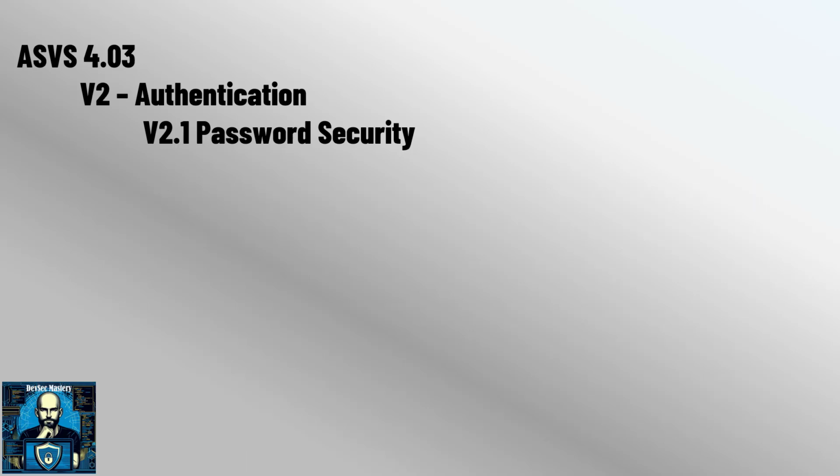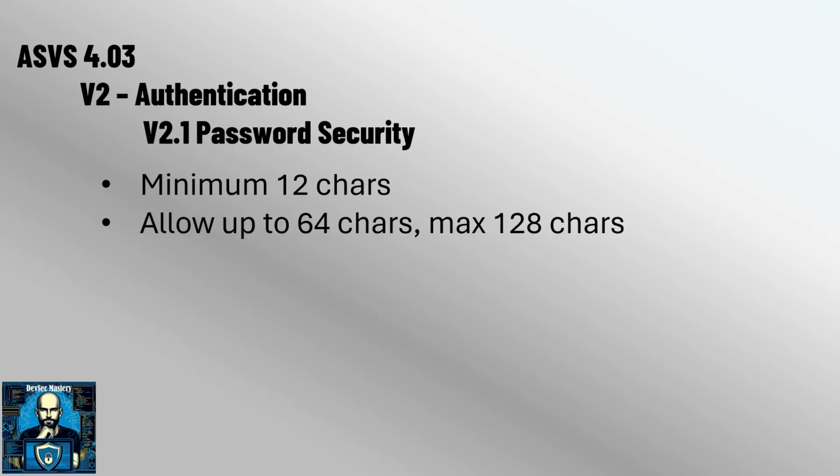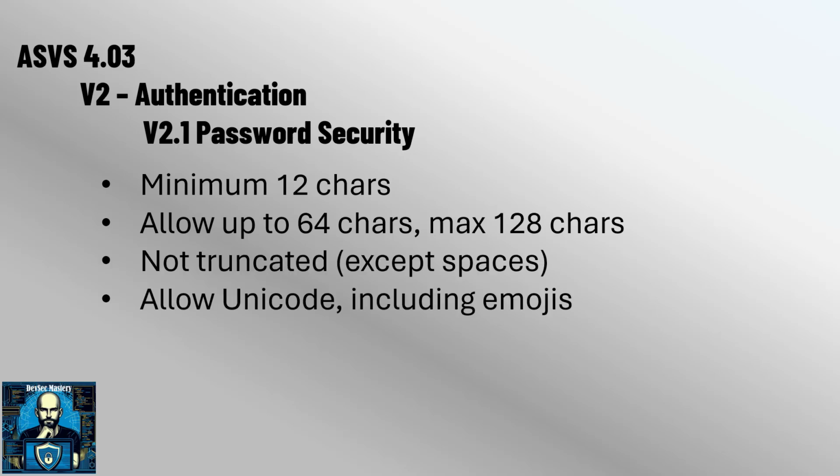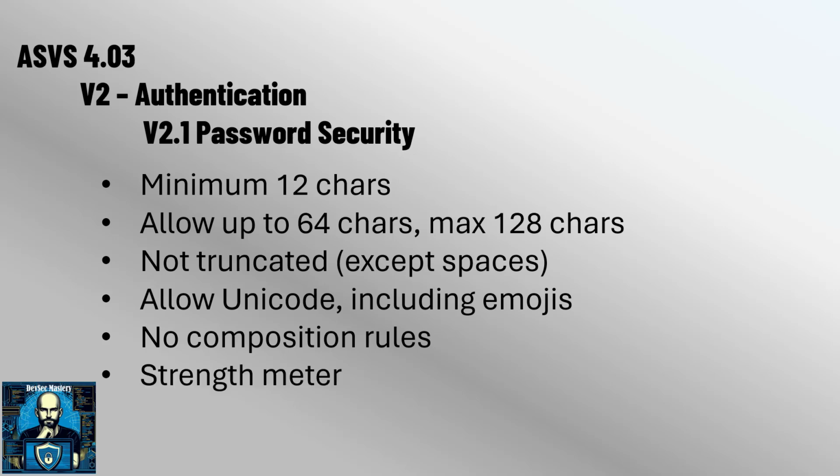So rounding that up: minimum 12 characters for your password. You should allow up to 64 characters, but no more than 128. You shouldn't do any truncating unless it's spaces. You should allow Unicode, such as emojis. And there are no composition rules. You shouldn't demand certain types of character are in there. You should also have a strength meter to bring that all together and help the user see what a good password is. You should also check for those common passwords. So you should have some functionality to say, no, this is a really common password. You shouldn't be using it.